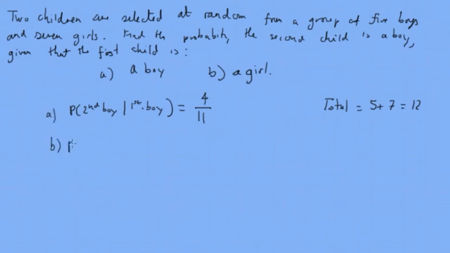And B, the probability that the second is a boy, given the first was a girl. So again, we've had one child picked already. So there's only 11 children to pick from. But this time, because the first was a girl, we've still got 5 boys to pick out of. So the probability will be 5 out of 11. So I hope that helps.